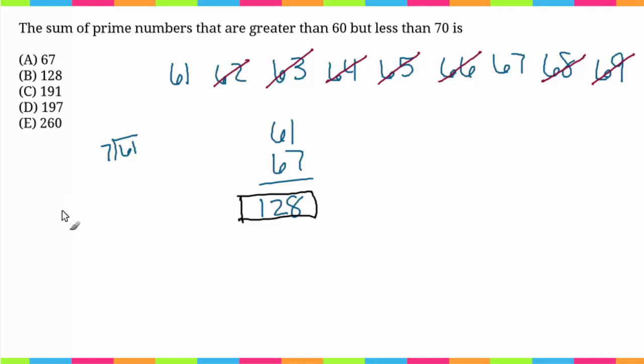Just to give you a quick recap, prime numbers are only divisible by 1 and itself. And don't forget, if it says greater than or less than, it does not include that number. So if it's greater than 60, it does not include 60.